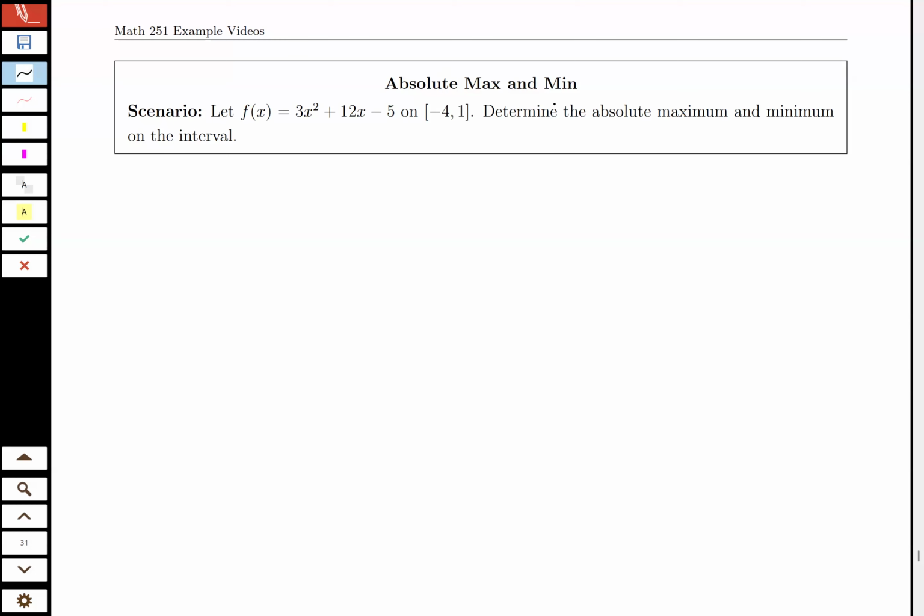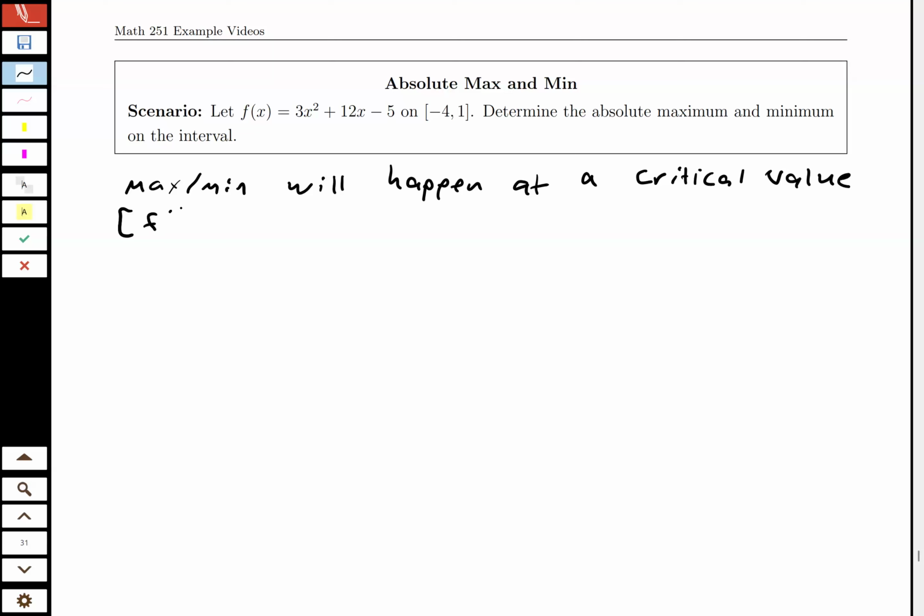Let's look at absolute maximum and minimum. So let f of x equal 3x squared plus 12x minus 5 on negative 4 to 1. And we want to find the absolute max and minimum. So the max and min will happen at a critical value. Critical value means the derivative is 0 or undefined. Or the max and the min could happen at the endpoints.